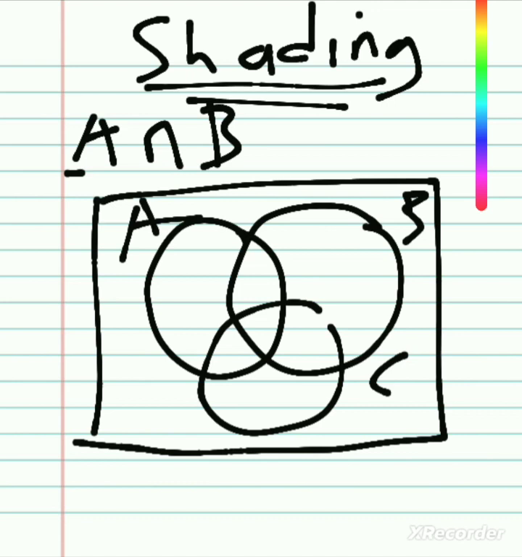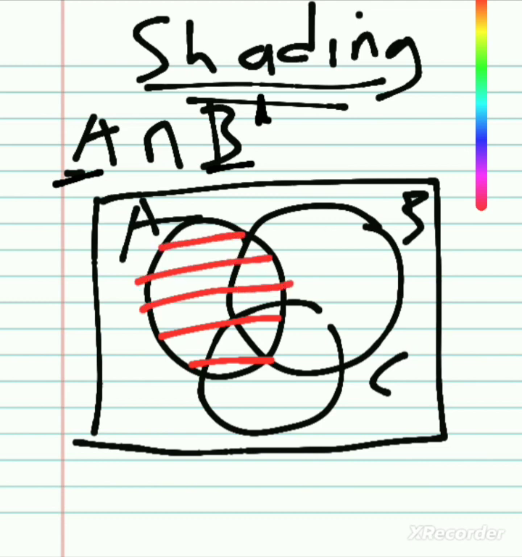Let's try to make our lives a bit complicated. What about A intersect B complement? How do you shade A intersect B complement? For beginners, I can say first shade A, then shade B complement like this. So A is this, right?